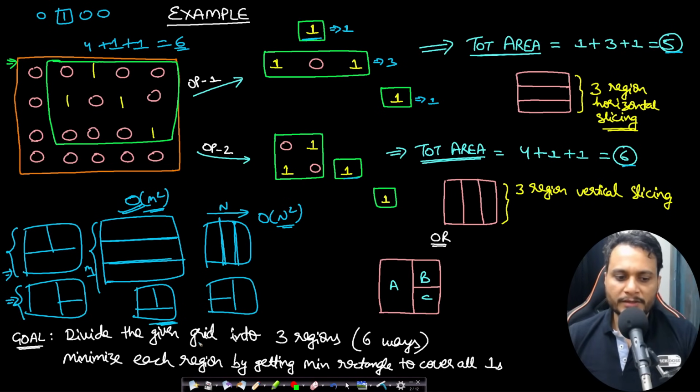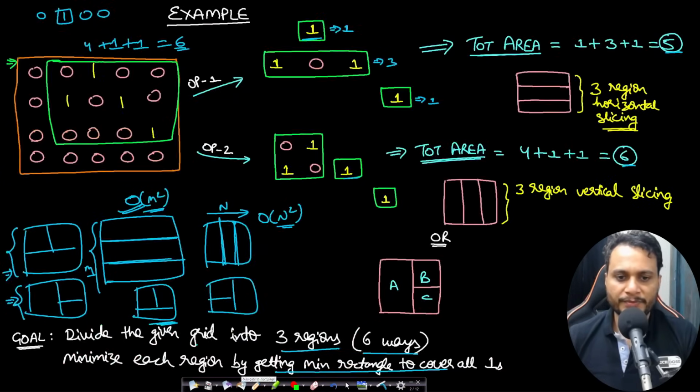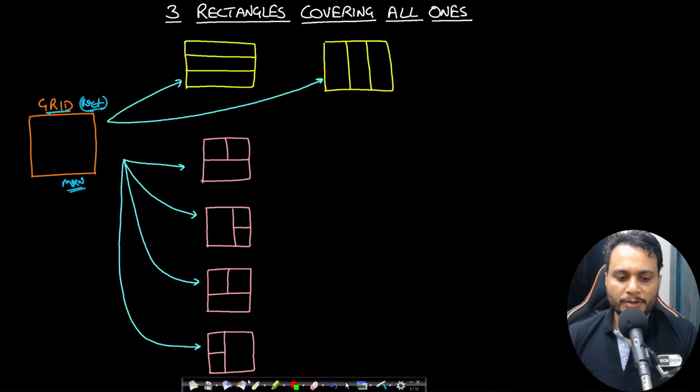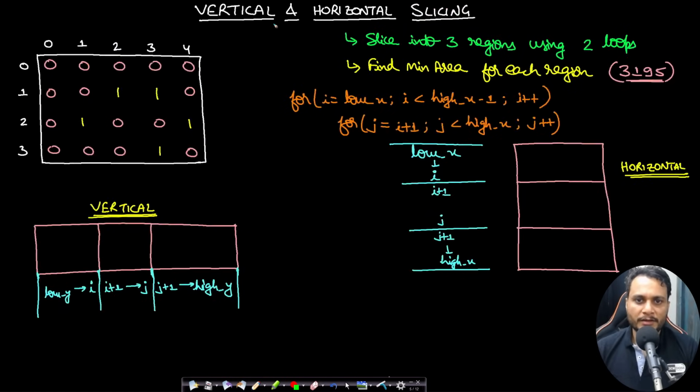The goal is to divide the given grid into 3 regions, and we can do this in 6 ways, because if you are given a rectangle, then you can divide it into 3 rectangles in exactly 6 ways. You cannot have less or more ways. Minimize each region by getting the minimum rectangle to cover all the ones, and the solution we have to use is 3195 solution, right? Now I hope all these cases are clear, and we have also learned about how to find the minimum area. Now let's look at how to apply the vertical and horizontal slicing.